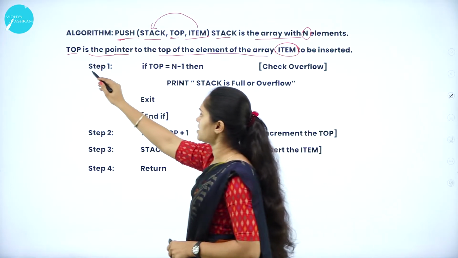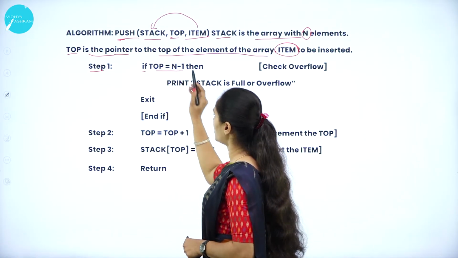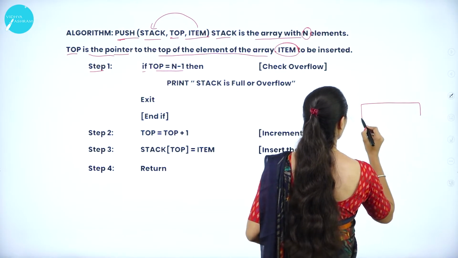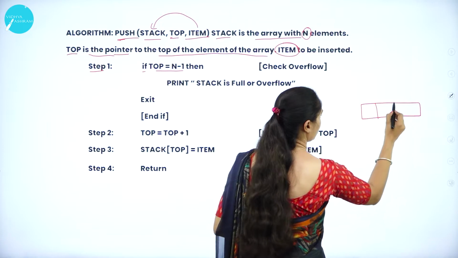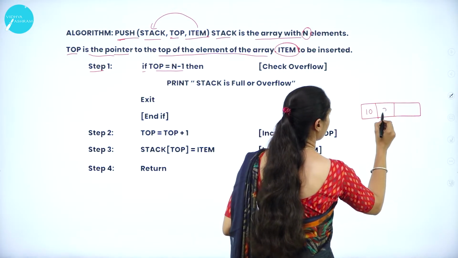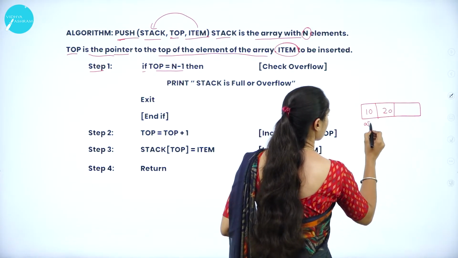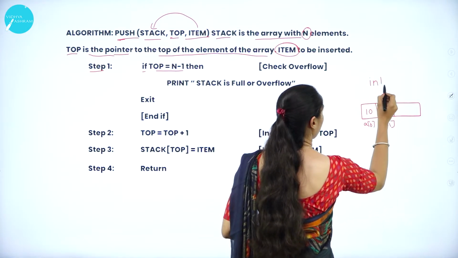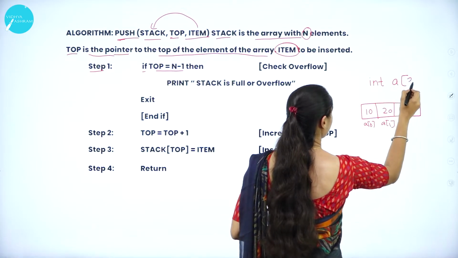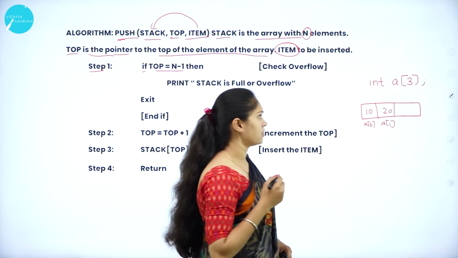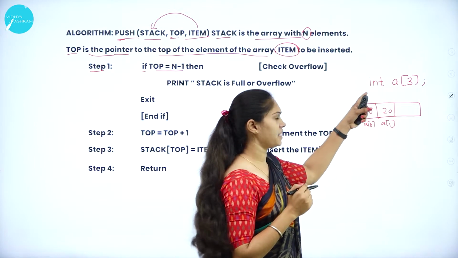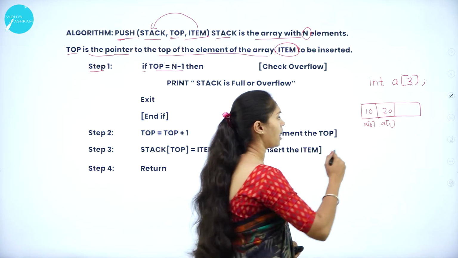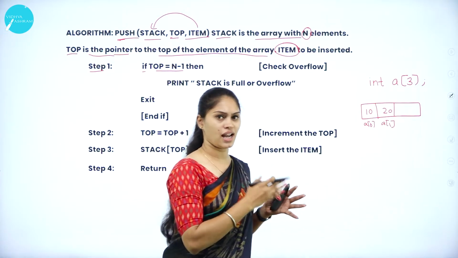So we'll see the first step. If top is equal to n minus 1. It is a one dimensional array, so let me show you the stack with a one dimensional array itself. 10, 20. A of 0, A of 1. I am going to create an array with a size of 3. Int A of 3. That means int is the data type, A is the array name and 3 is the size of the array. So I have only 2 elements, that is 10 and 20.